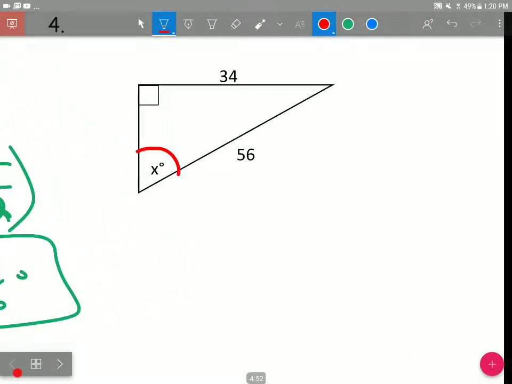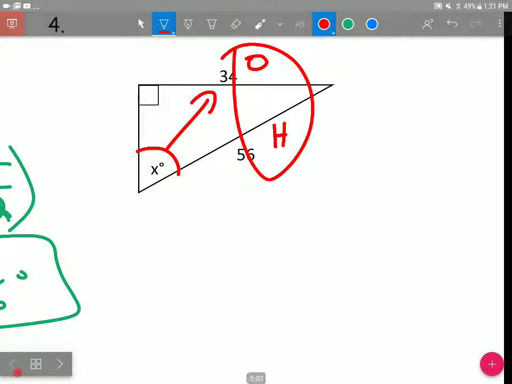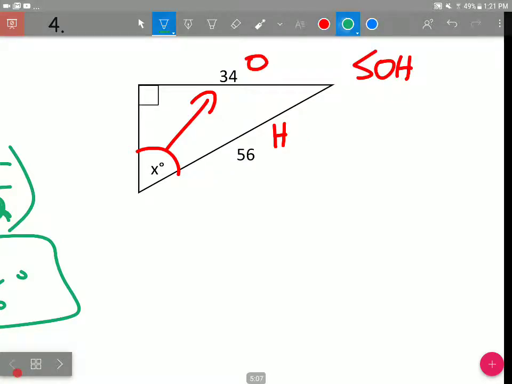So here you go. There's our angle. First things first, mark it. So across, that's my opposite side. That's my hypotenuse. So I marked it. Choose your function. Opposite and hypotenuse, that is the sine, the SOH. Okay? So the sine of x equals the opposite over the hypotenuse.